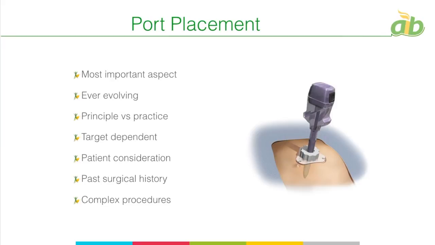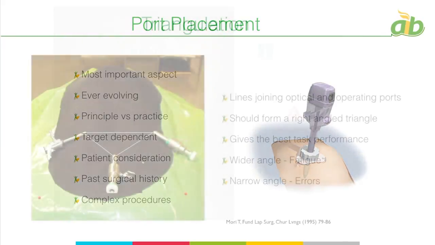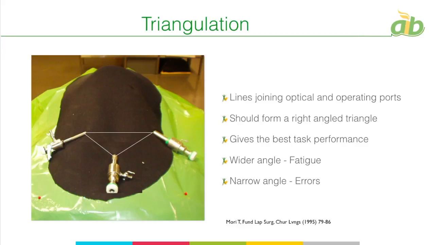And what about complex procedures? For example, if we are doing a sleeve gastrectomy along with a cholecystectomy, sleeve gastrectomy along with an appendicectomy, sleeve gastrectomy along with myomectomy, how are we going to do the port placement? So it has to be optimized so that you reduce the ports as well as make sure you can do both the procedures optimally.